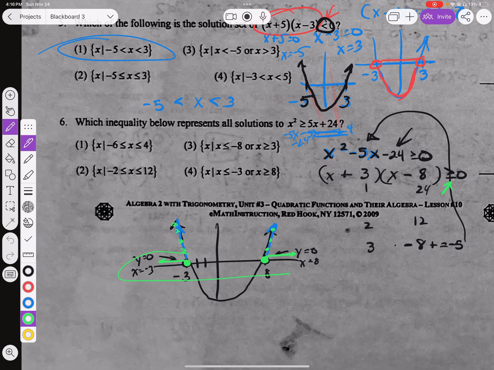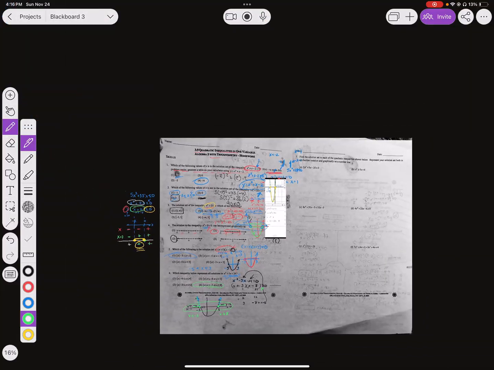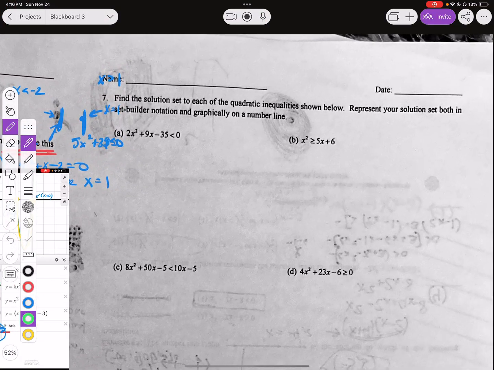So there's kind of my number line for my solutions. X's have to be less than or equal to the negative 3, or x's have to be greater than or equal to the 8. See here, less than or equal to negative 3, greater than or equal to 8. That looks like you're a winner. Ooh, I'm all over the place today.